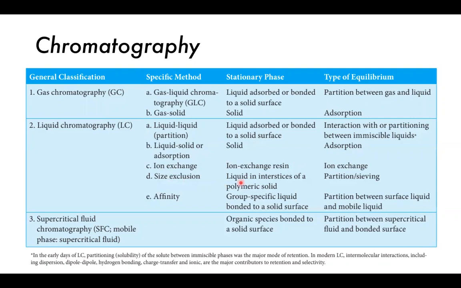Then we have size exclusion, where we have liquid in interstices of polymeric solids. So this is the idea that we're trying to only allow our solute to travel through a particular polymer. And so this is similar to a partition or sieving the material. And then affinity, where we have a group-specific liquid bonded to a solid surface. And the partition here is between the solid, a liquid, and the mobile liquid.